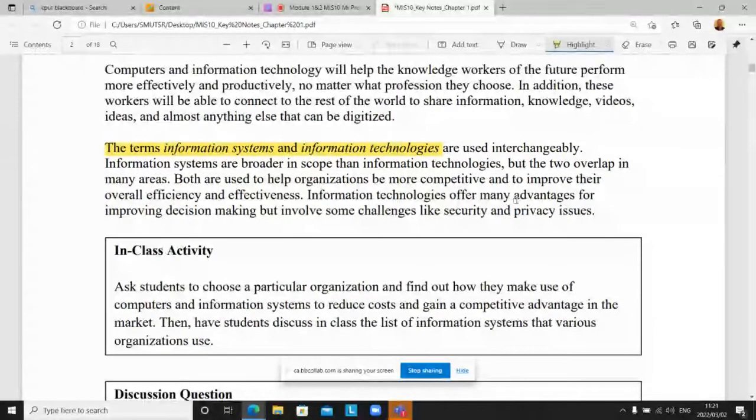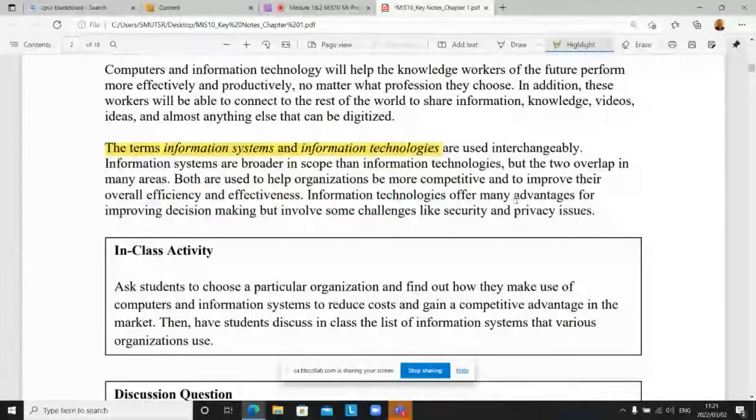Information systems and information technologies. These are two different terms that are used interchangeably. Information systems is much broader. My master's degree is in information systems management. And in that, we dealt with everything from programming to networking to databases to business to MBA type subjects.